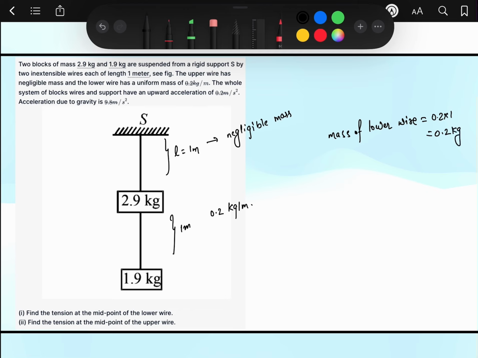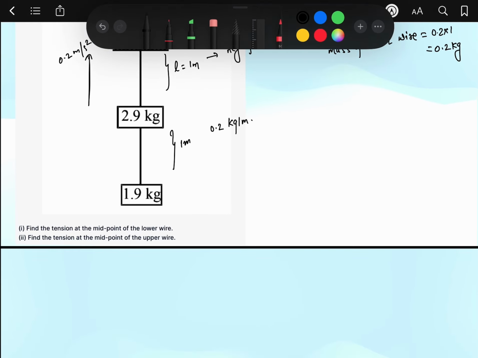The whole system of the blocks, wires and support has an upward acceleration of 0.2 meter per second square. So here the whole system is having an acceleration of 0.2 meter per second square in the upward direction. Acceleration due to gravity we have to take as 9.8 meter per second square. We have to find out the tension at the midpoint of the lower wire.